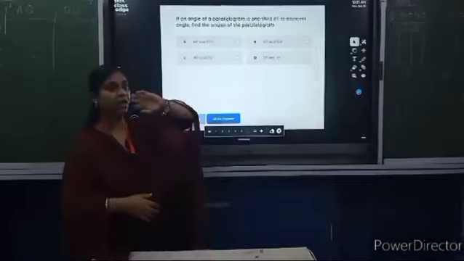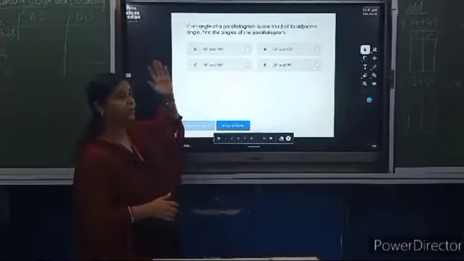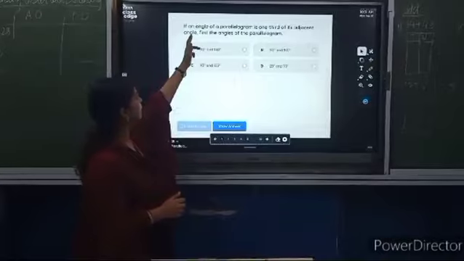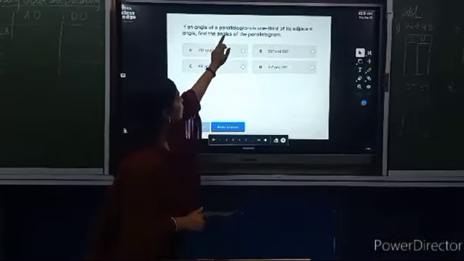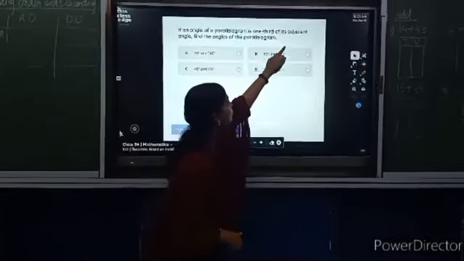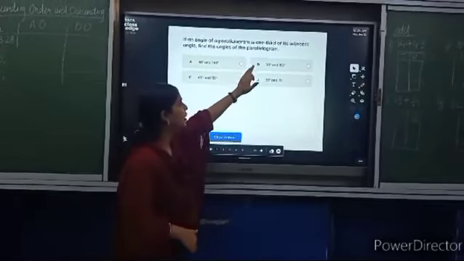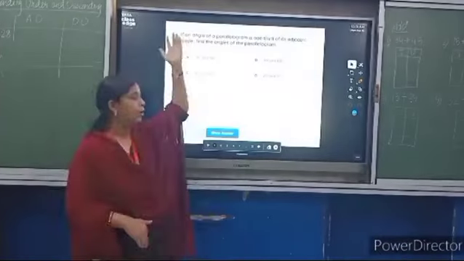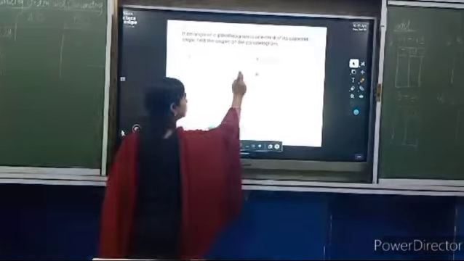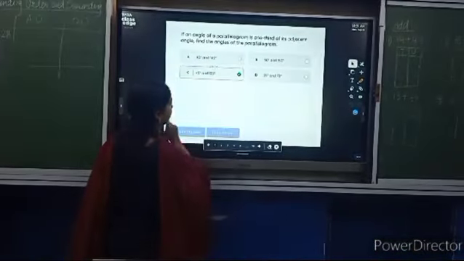Students, today we are going to play a small quiz based on what we have done yesterday. The question number 1 is, if an angle of a parallelogram is one third of its adjacent angle, find the angles of the parallelogram. Here the options are. Okay, so let's see whether this option is right or wrong.